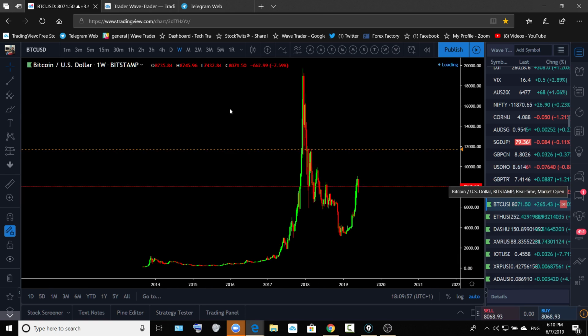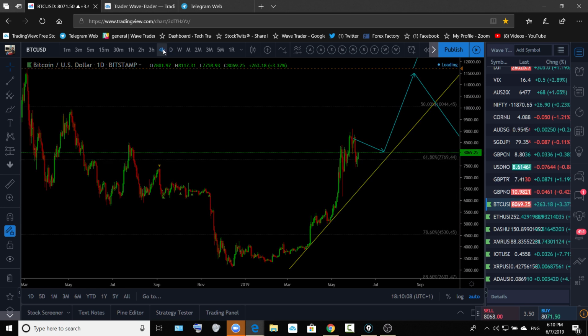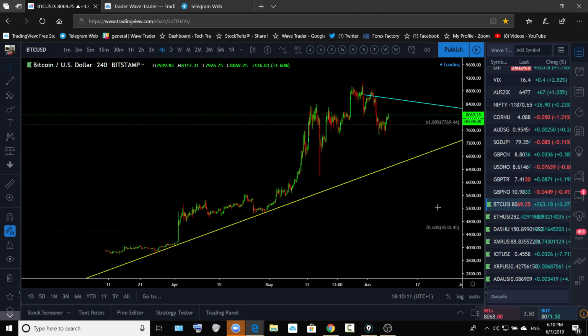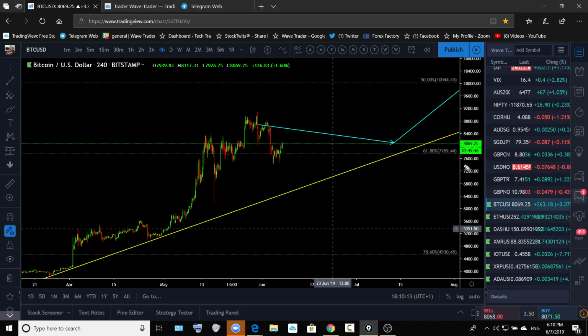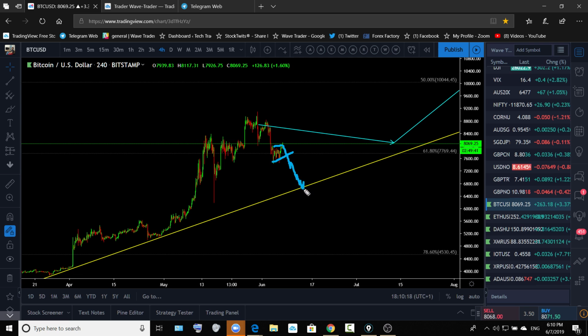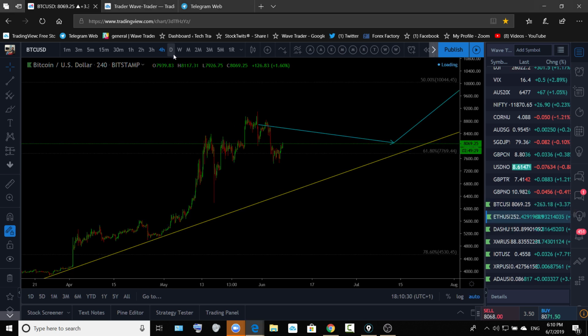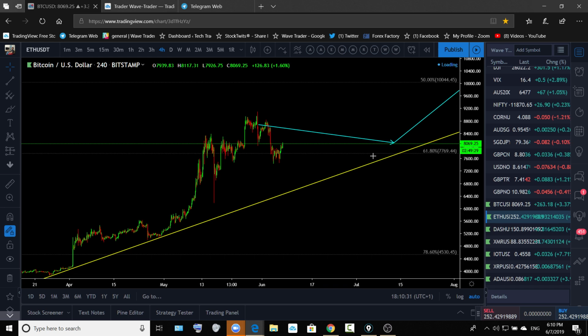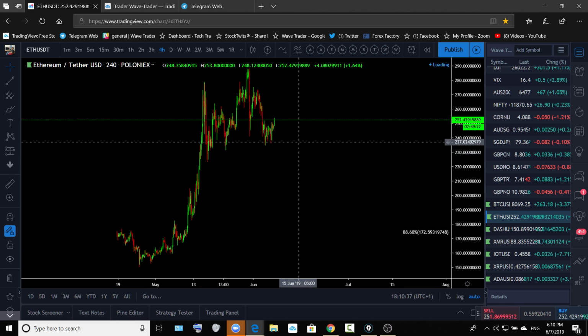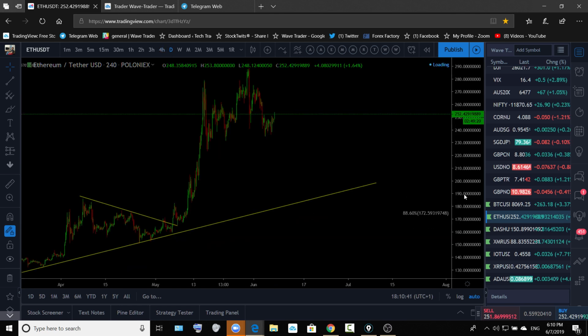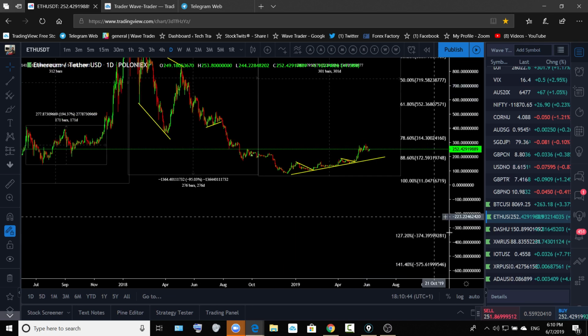And Bitcoin went lower last week. Correction is underway, and you're looking for this to push slightly more lower and then continue to go higher. Last week I showed you this correction, and the correction is just happening over there. The correction is just happening on the Ethereum chart as well.